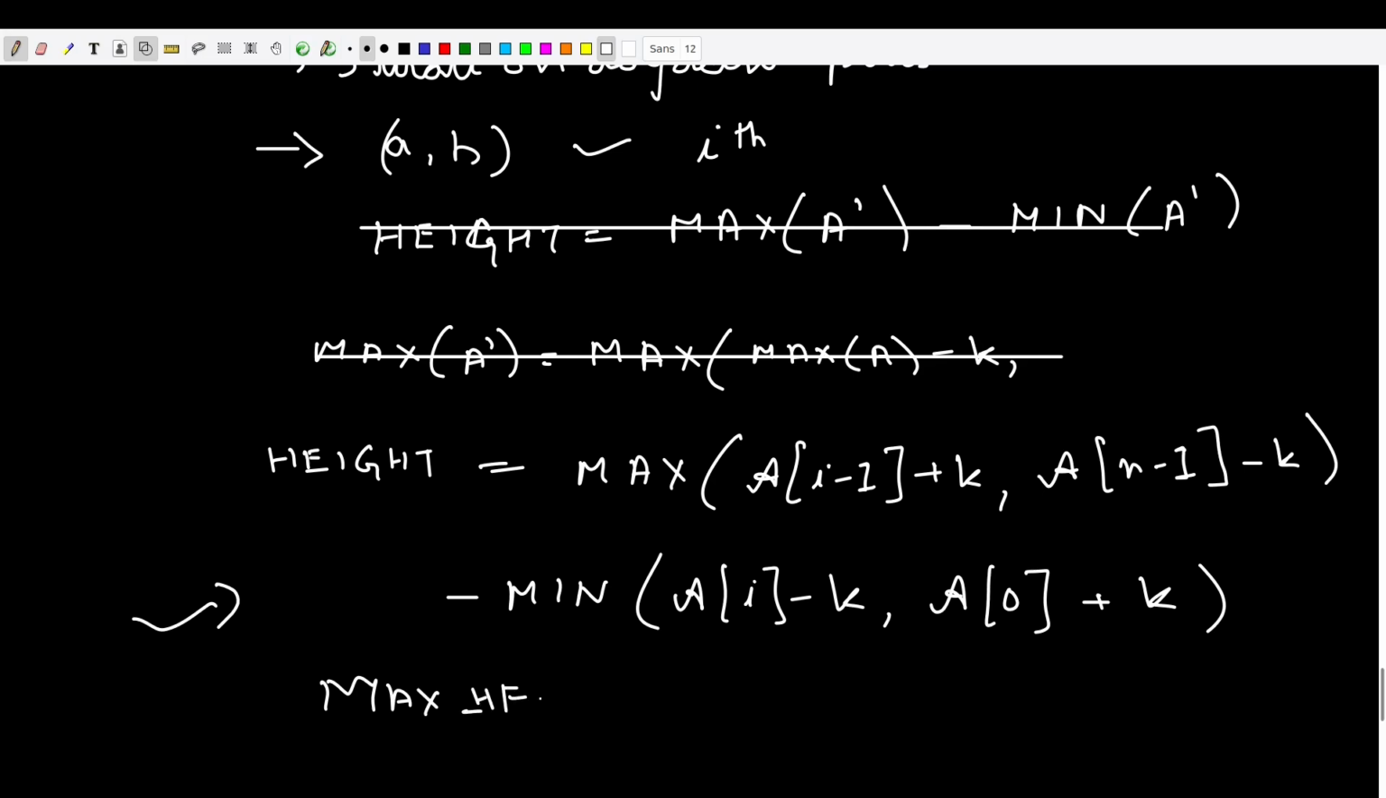Height is basically max of height comma max height. Okay, so that's about the explanation, folks. Now let us jump to our coding section.